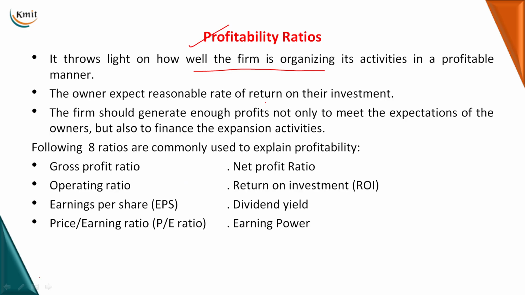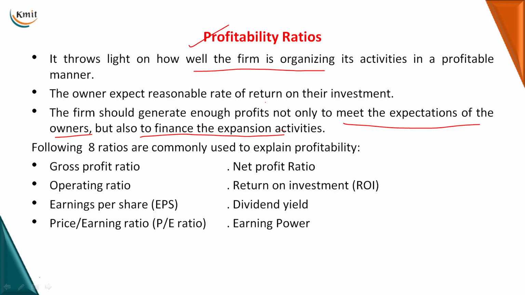The profitability ratios generally throw light on how well the firm is organizing its activities in a profitable manner, and the owner expects a reasonable rate of return on their investments. The main purpose or objective of the firm is to generate enough profit not only to meet the expectations of the owners as well as the stakeholders, but also to finance the expansion and diversification activities of the business.